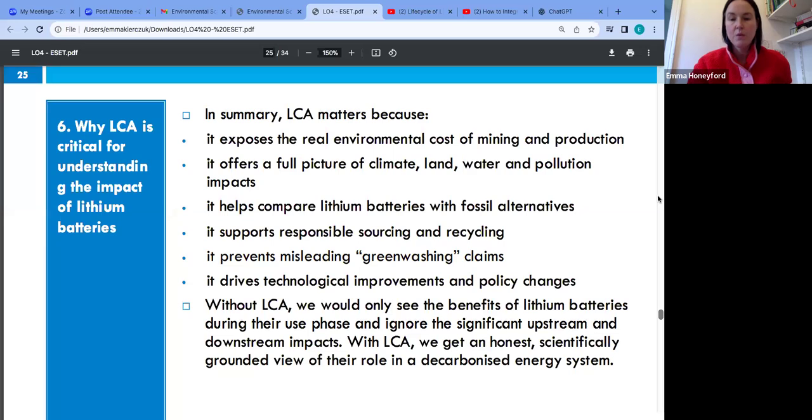So without LCA, we would only see the benefits of lithium batteries during their first use phase, and would ignore the significant upstream and downstream impacts. So from cradle to grave. That's why, if we use life cycle analysis, we can understand the energy that's used from the production to the use, and then to when they end up at landfill. So yeah, we have to be really honest and open around that. So with LCA, we can get an honest, scientifically grounded view of their role in a decarbonised energy system.